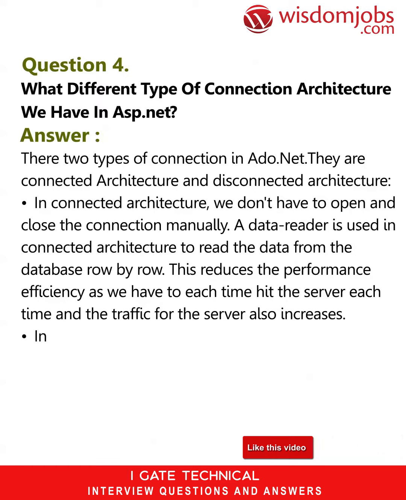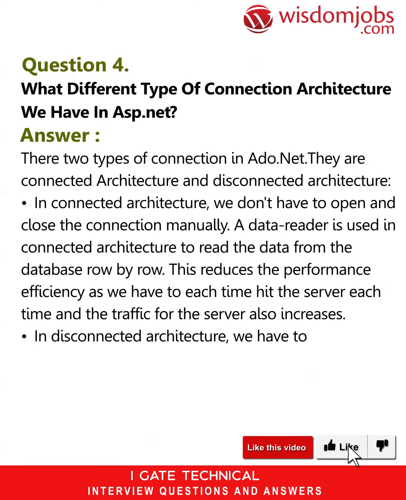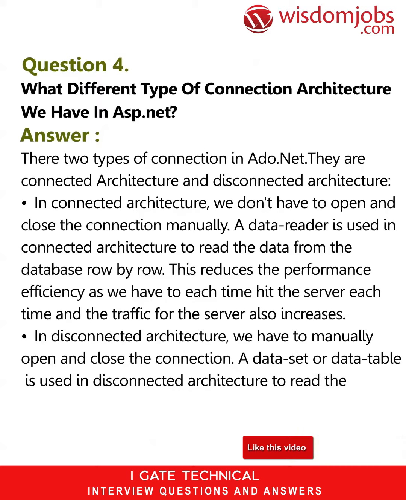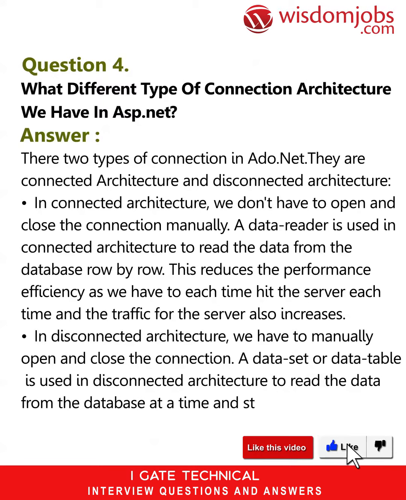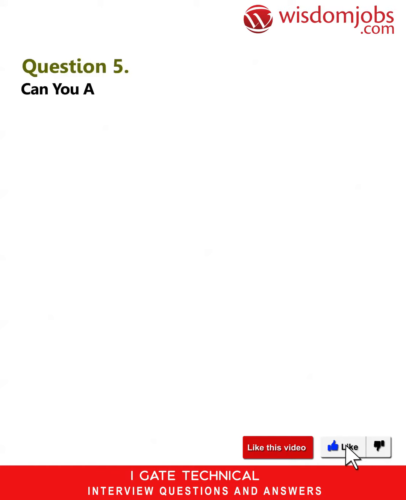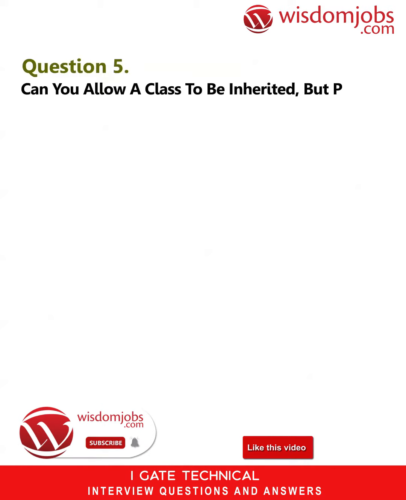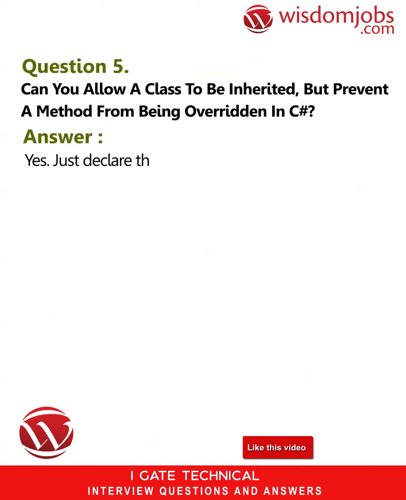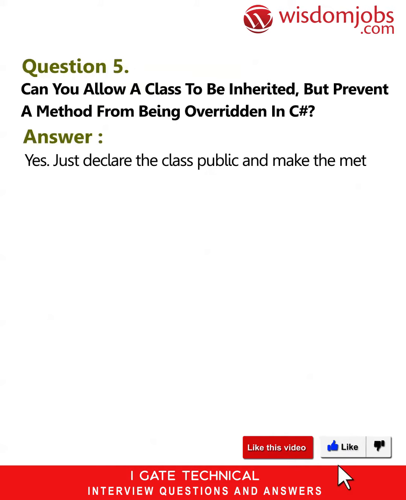In disconnected architecture, we have to manually open and close the connection. A dataset or data table is used in disconnected architecture to read the data from the database at a time and store it in memory. Question 5. Can you allow a class to be inherited but prevent a method from being overridden in C#? Answer. Yes. Just declare the class public and make the method sealed.